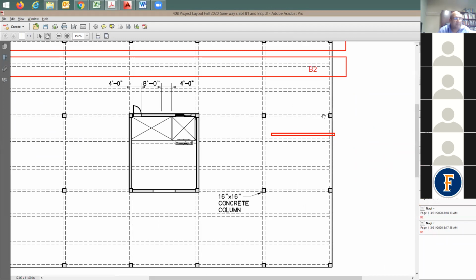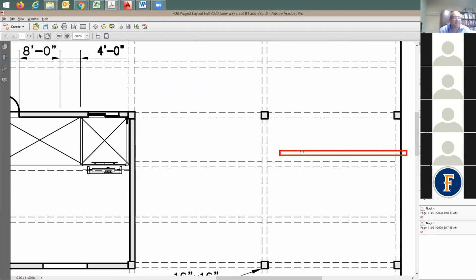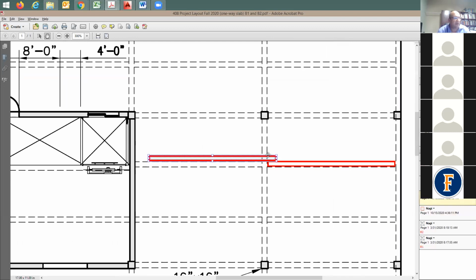Also, because the beams here are running in the X direction, some of them are supported directly by the column. You see some of these beams supported by a girder, and some of these beams are supported directly by the column. We just dump the load directly to the column. Okay.